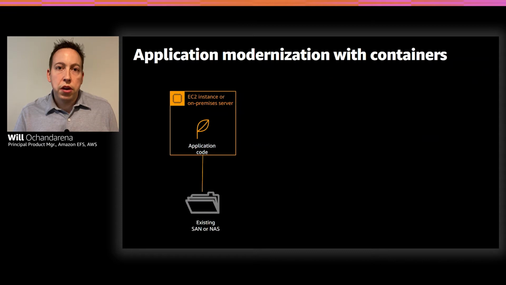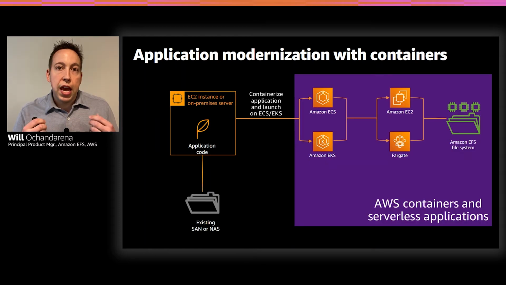Now, the customers that modernize typically start with an application that's running on a server, either on premises or in an EC2 instance, and that application is connected to some persistent storage, either a storage area network or network attached storage. Now, when you modernize that application, first you put it in a container, and then you use Amazon Elastic Container Service or Elastic Kubernetes Service to orchestrate the launching of that container. And then you would launch it either on EC2 instances that you manage, or use AWS Fargate to manage the instance lifecycle and container lifecycle.